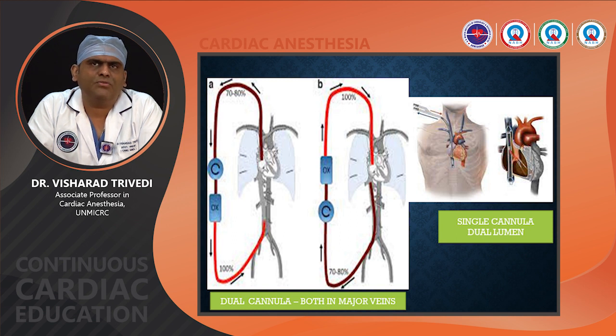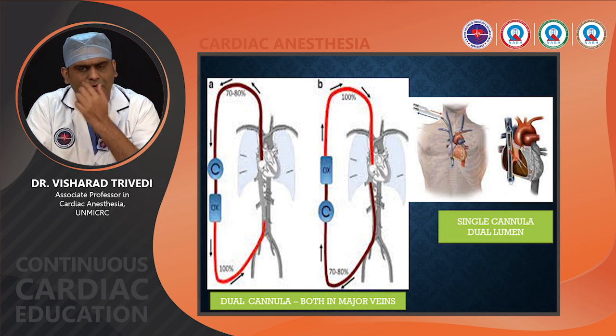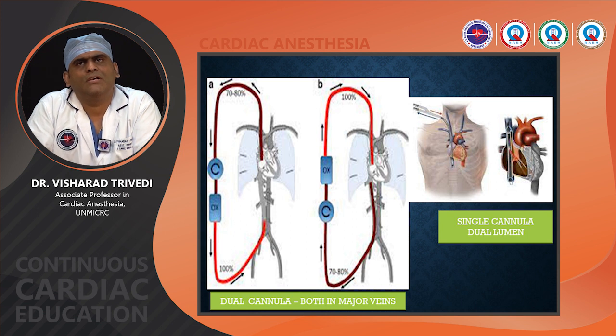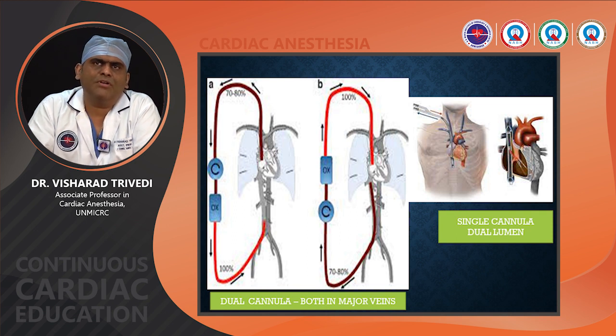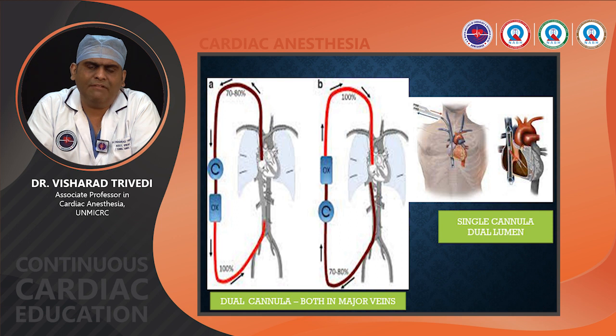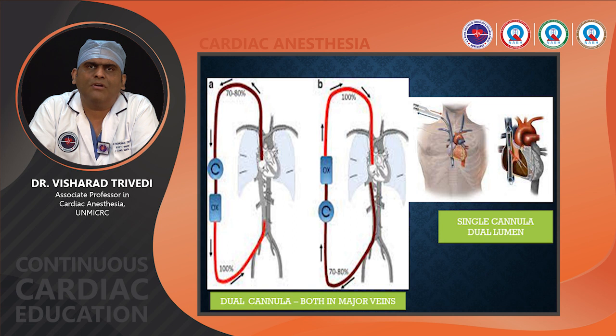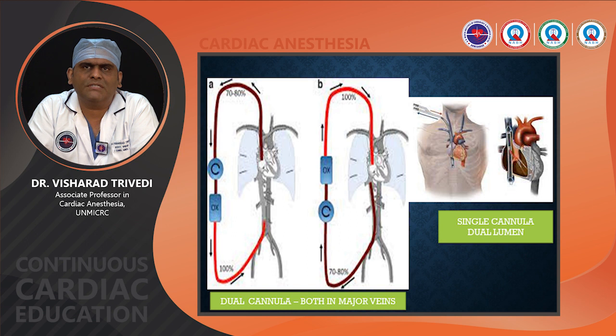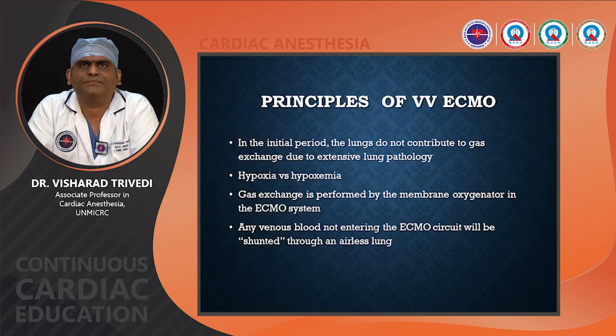The other option you can see is a single cannula, 2 lumen catheter, in which there are 2 lumens in a single cannula. One lumen is directed towards the IVC, taking blood from the IVC, and the other lumen opens midway, just above the tricuspid valve. The blood which is getting oxygenated in the ECMO is given back through the second lumen just above the tricuspid valve and goes into the system. That is known as the Avalon cannula.